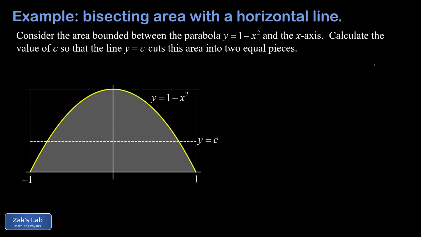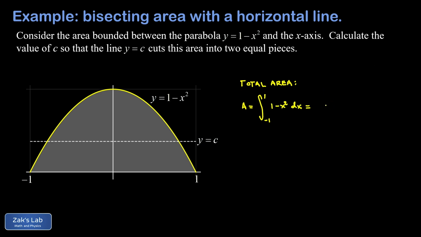And the strategy we're going to take here is to compute the total area under the parabola, and then we're going to compute the area in the upper half in terms of c, and then we'll set that area in the upper half equal to half the total. So the calculation for the total area is straightforward. This is just the area bounded under a curve, in other words, the integral on the interval of interest, that's -1 to 1, of the function that we're looking at, that's 1 minus x squared dx.